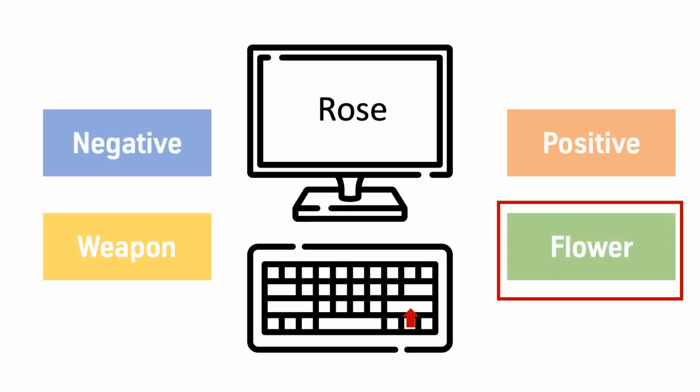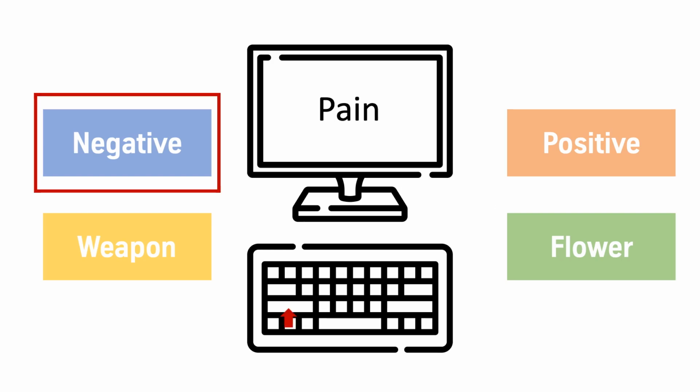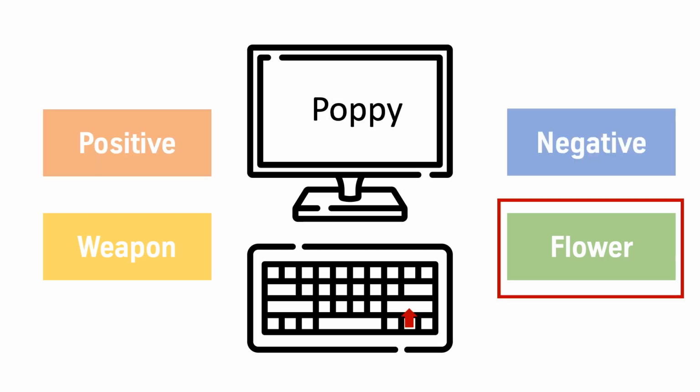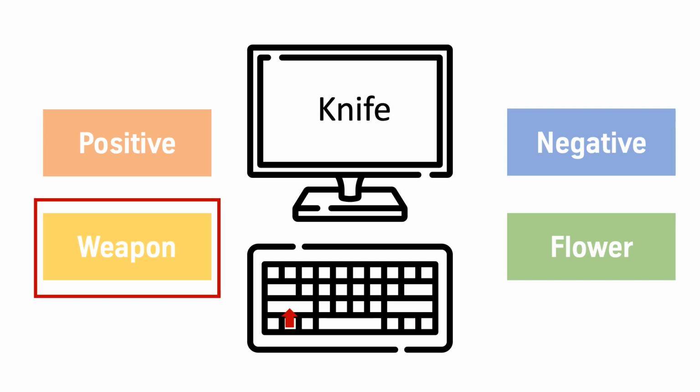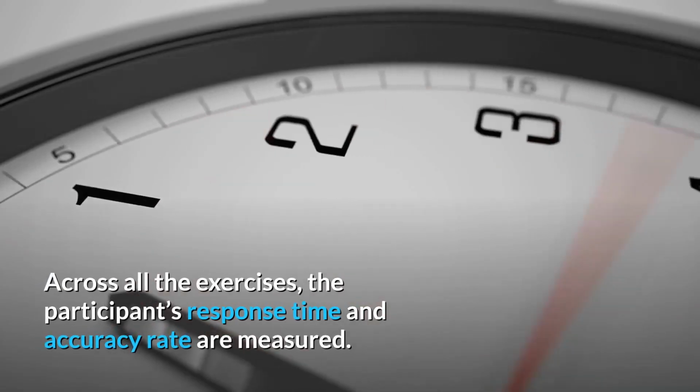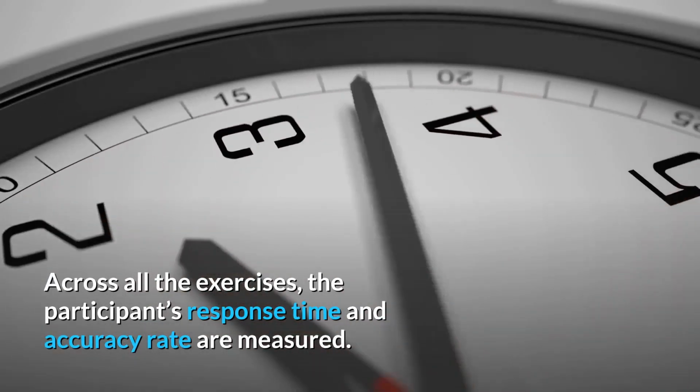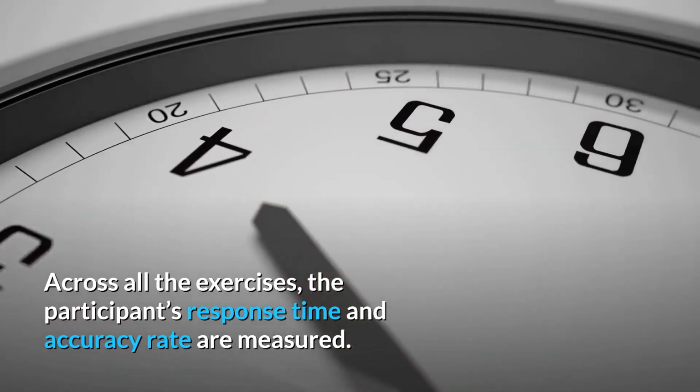In the first combined task, the participant is instructed to press the right button when a flower word or positive word pops out. Meanwhile, they have to press the left button when a weapon or negative word pops out. In the reverse combined task, the participant is instructed to press the right button when a flower word or negative word pops out. They have to press the left button when a weapon word or positive word pops out.